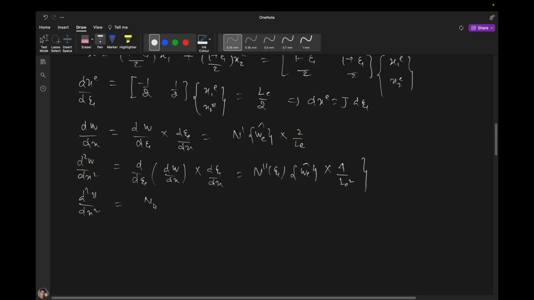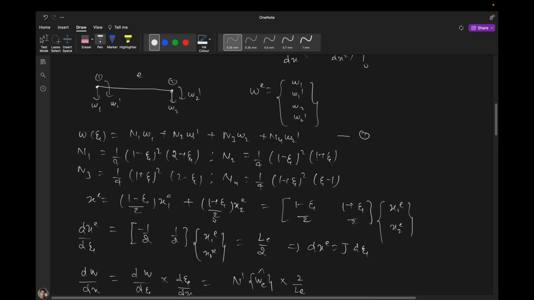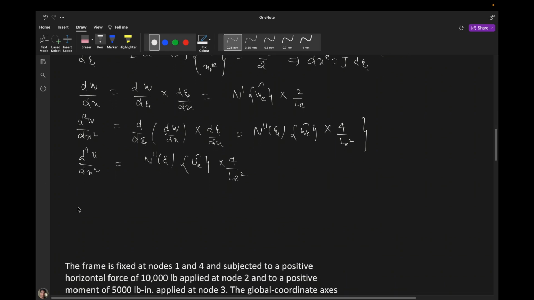So it will become N double dash zeta, and it will be w, in terms of this I will write it as v, into 4 by l e square. Now we will substitute all these in this equation. After substituting, we saw that it becomes something like this.